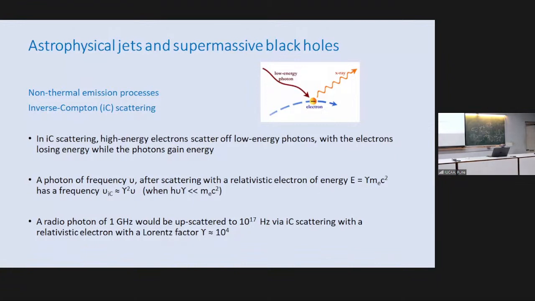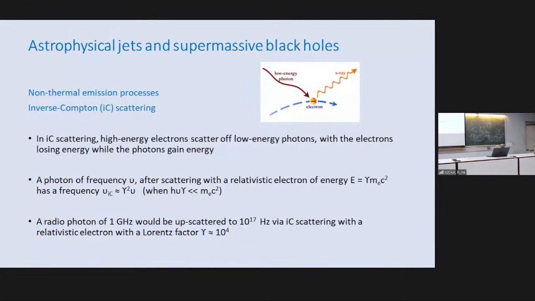For example, take a 1 gigahertz photon, which is 10 to the power of 9 hertz, and a relativistic electron with gamma of 10 to the power of 4. If conditions are right and a lot of these interactions take place, then gamma squared is 10 to the power of 8, so the inverse Compton scattered photon would be about 10 to the power of 17 hertz, which is in the extreme ultraviolet. So, for example, this is what we talk about when we discuss the spectral energy distributions at high energies for some of these objects.